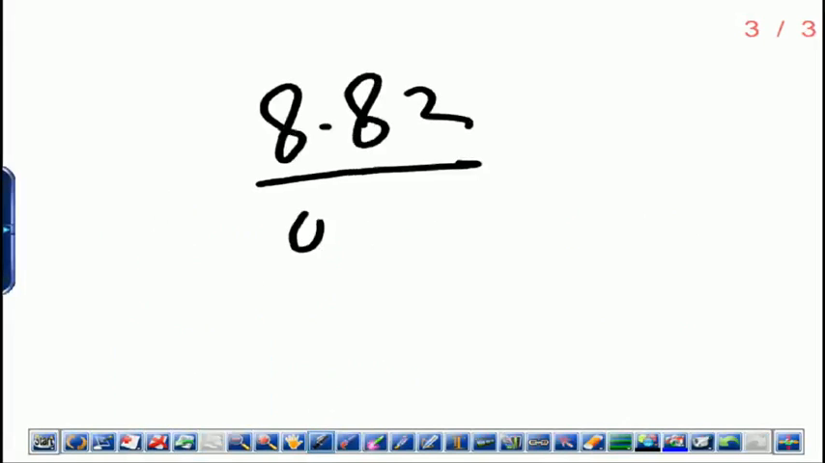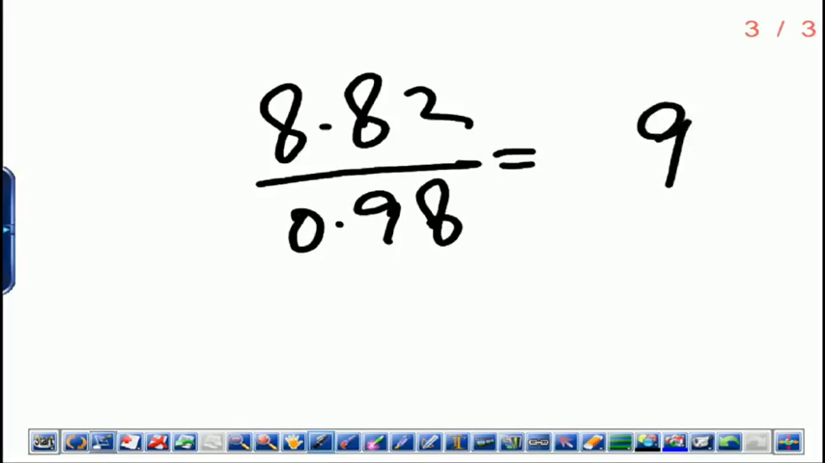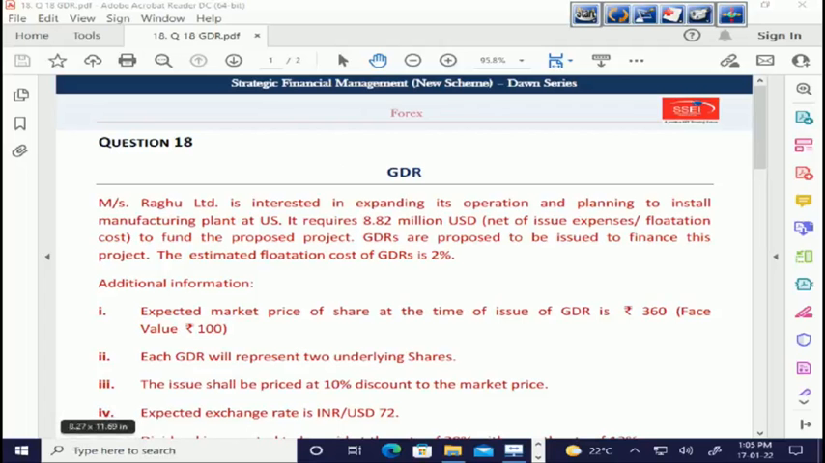8.82 divided by 0.98. The gross amount required is 9.9. Okay, right? The gross amount required to be raised is $9.9 million. Now let's find out the gross amount to be raised via 1 GDR.